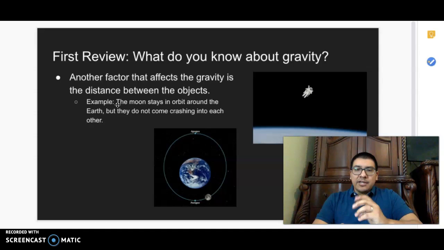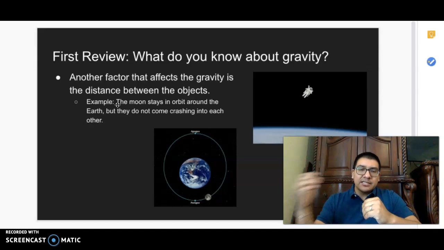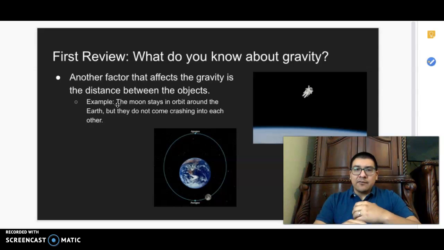But for the most part, any object that is close enough but not too close to where the Earth's gravity will pull it in will just stay afloat. And the farther an object gets away from the center of gravity, the less effect the gravitational pull has on the object.